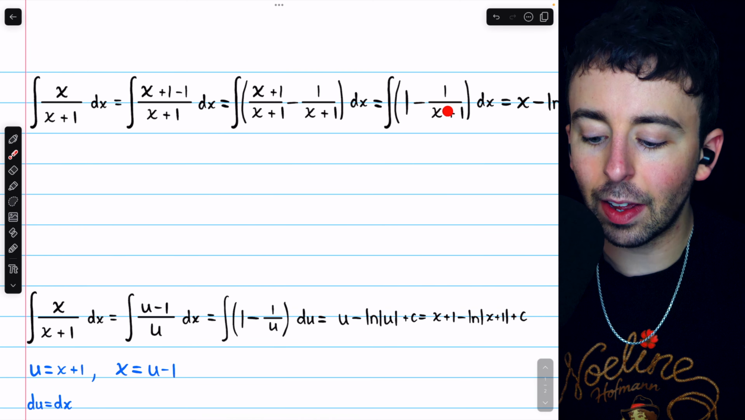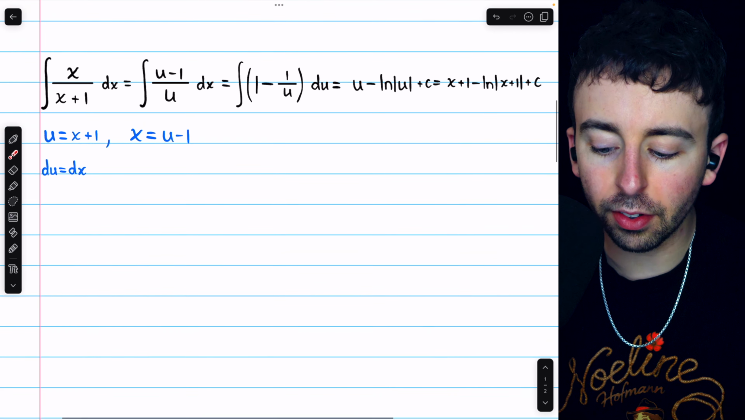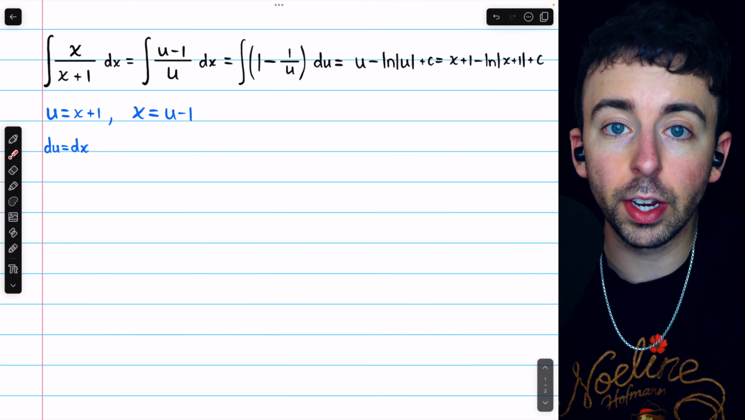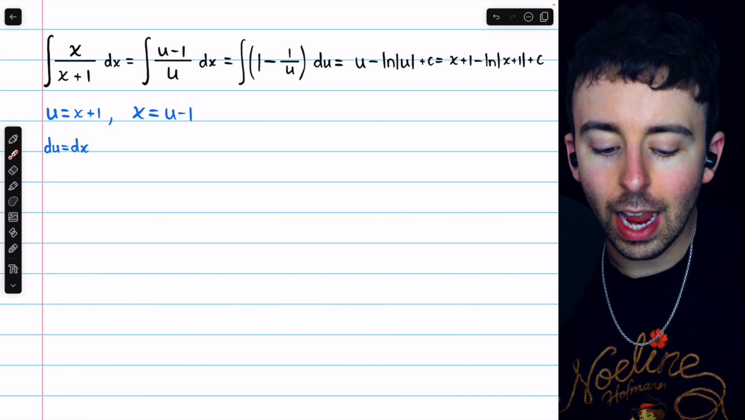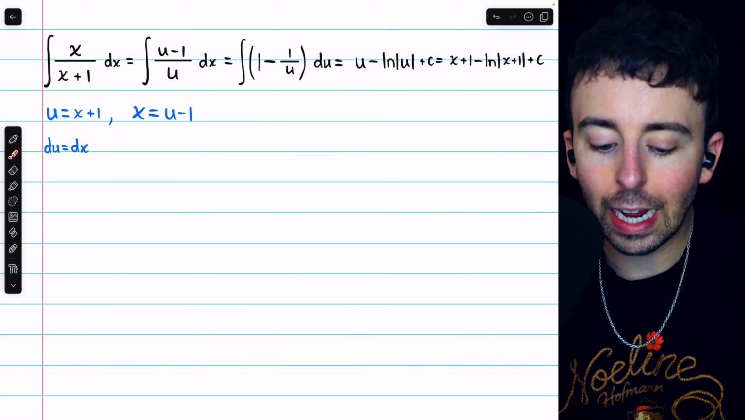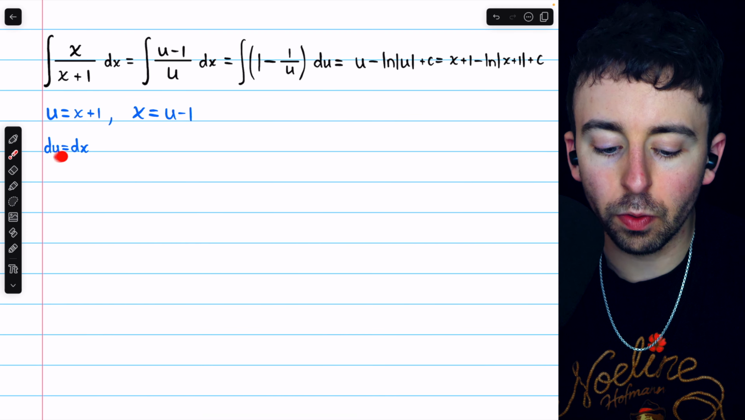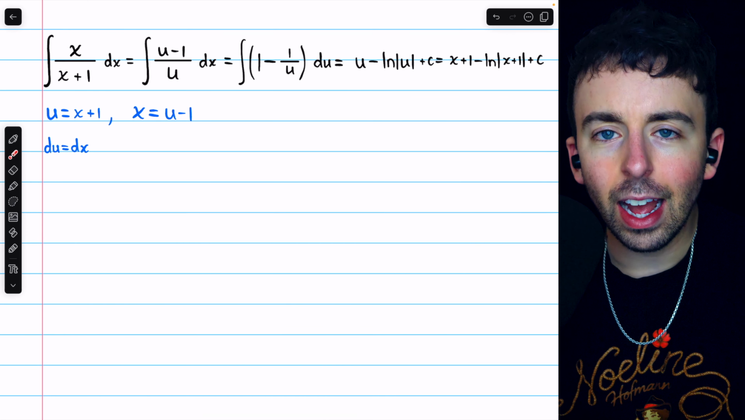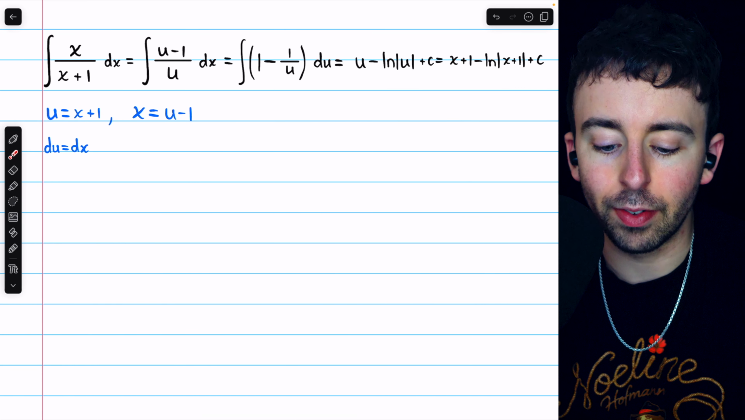So that's a clever method that doesn't require u-substitution, but we could also use u-substitution if we wanted to. We could let u equal the denominator, x plus 1, and then notice that the numerator, x, must equal u minus 1. du, of course, is equal to dx, and so we end up rewriting the integral in a really similar way to the previous method.